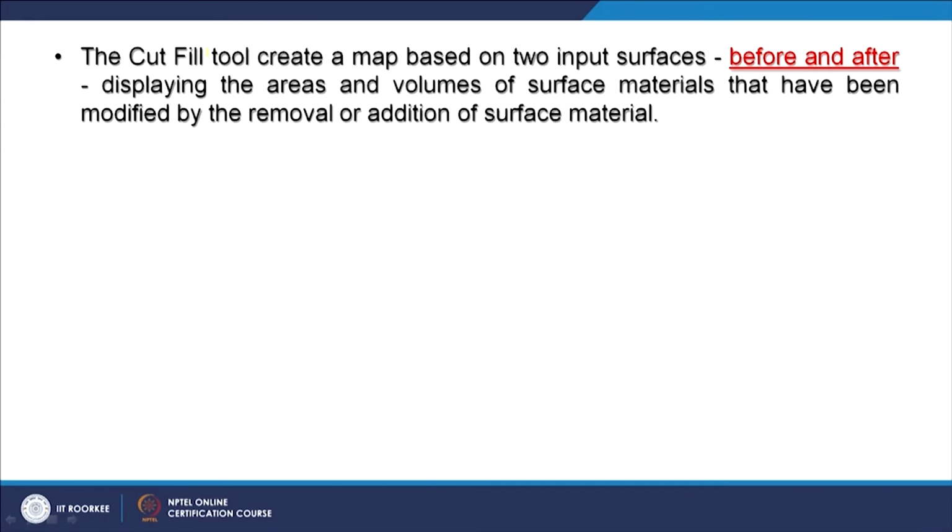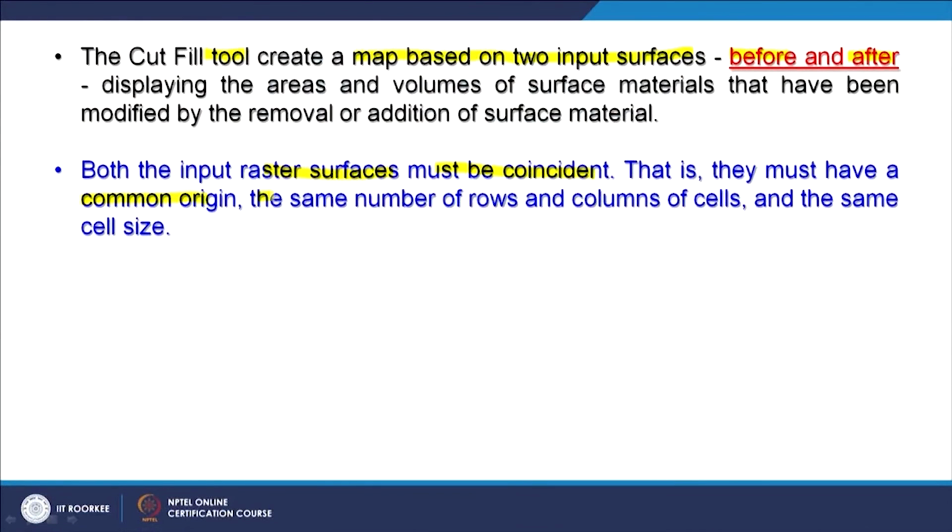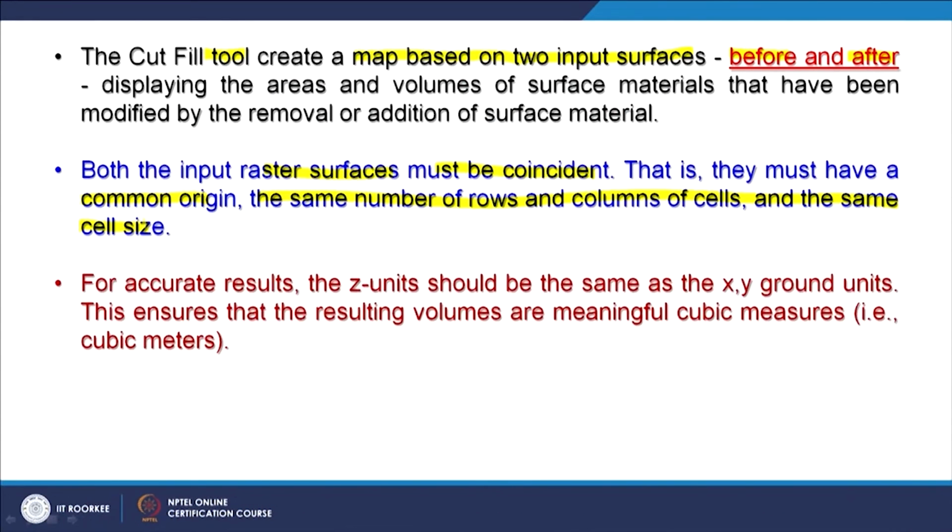So, the cut and fill tool of many good softwares creates a map based on two input surfaces. The first one is the before and after. Now, after can be a simple flat surface which is the desired surface, but before is your original digital elevation model. So, both these raster surfaces must be coincident, that means they should belong to the same geographic area or location, and they must have a common origin, the same number of rows and columns, and the same cell size. Then only cut and fill analysis can be performed, which is not difficult to fulfill.